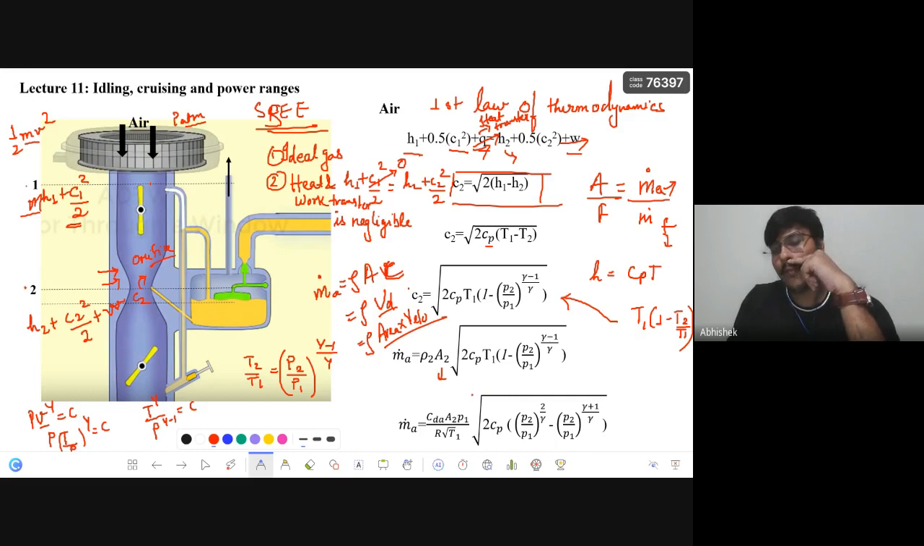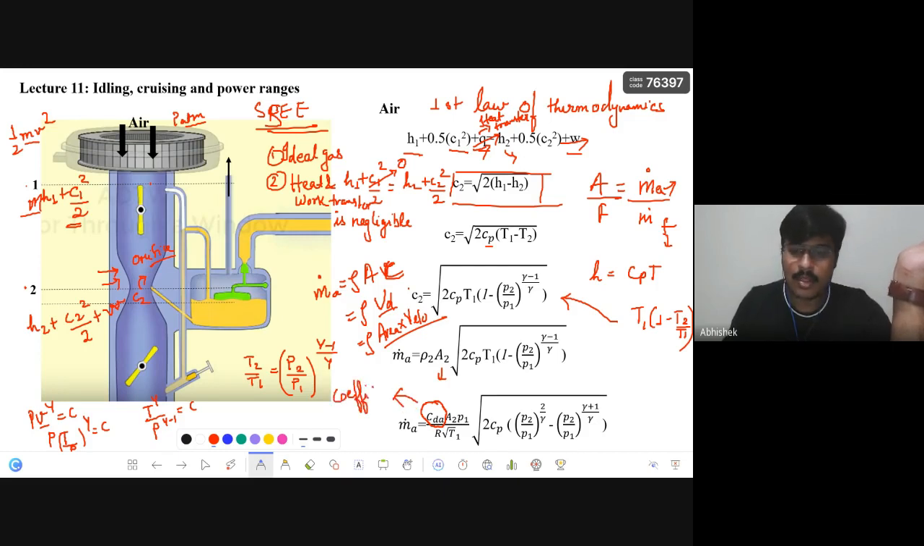Now one more thing to note here is that in the actual case we multiply by a discharge factor, the coefficient of discharge we say it, just to take care of the losses due to friction and all. We call it coefficient of discharge. Okay, so this is CD.